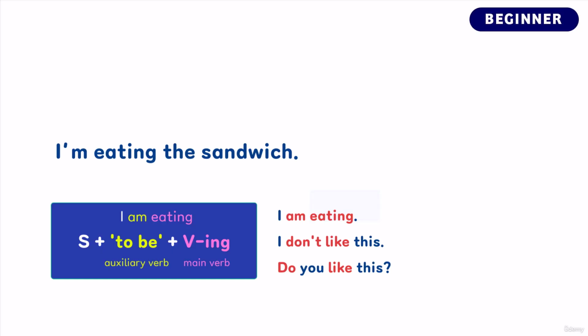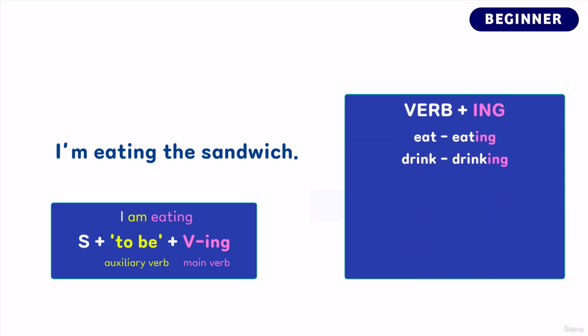So the present continuous tense forms another kind of verb phrase. The helping verb, the auxiliary verb, is to be, and then we have the main verb in the ing form. And the subject-verb agreement happens between the subject and the verb to be. So we say, I am eating, or you are eating.